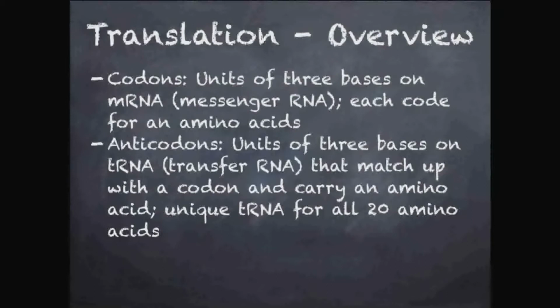tRNAs are kind of like... basically what they do is they carry around amino acids and have a code that says, hey, look, I'm carrying this amino acid. That binds to the mRNA, and we get the right sequence of amino acids because we have the right sequence of codons and anticodons.